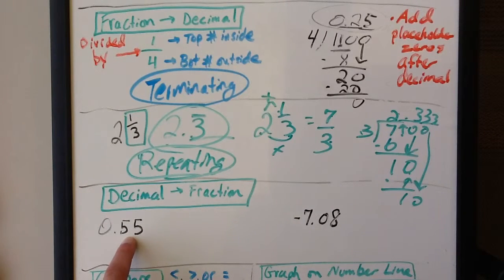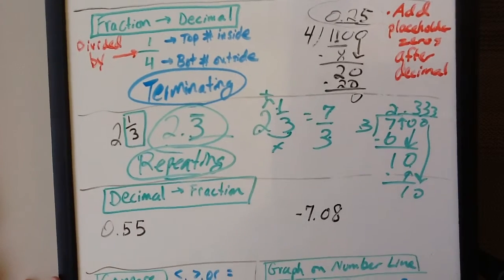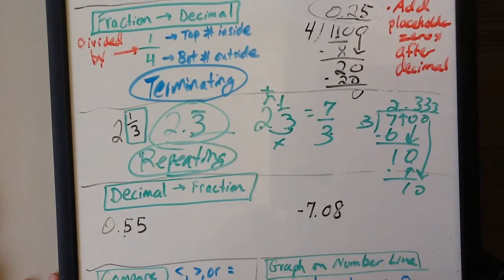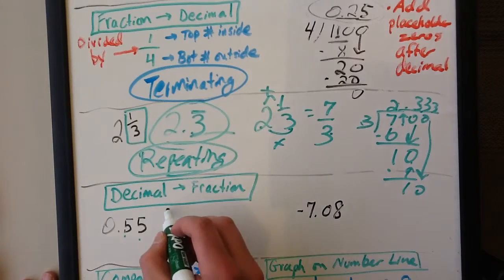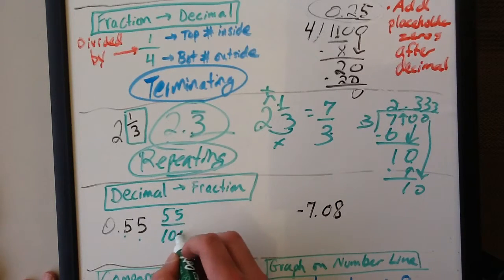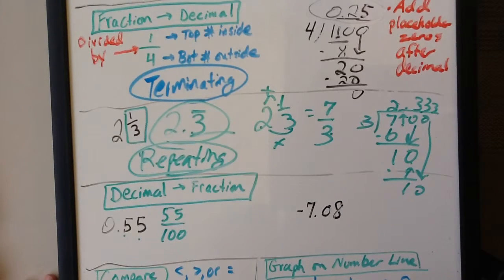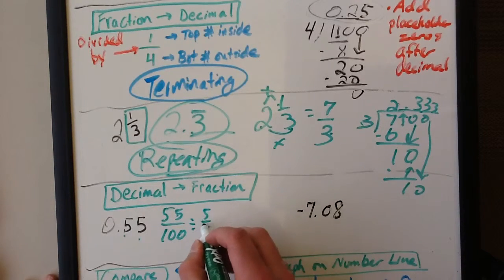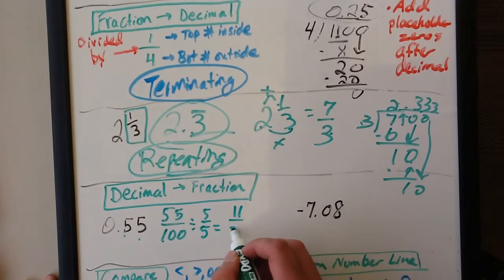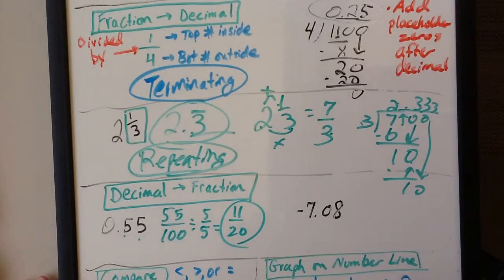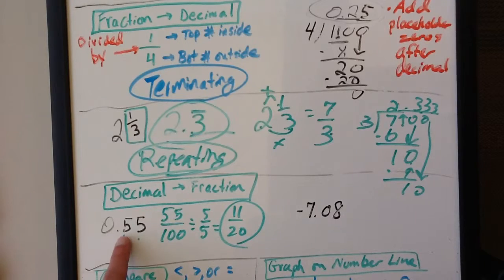In the first example, I have 55 hundredths, and that's how I should read this, because the first 5 is in the tenths place, and that 5 is in the hundredths place. So I have 55 over 100, which is correct, but let's go ahead and simplify this, put it in simplest form. Since this ends in a 5 and that ends in a 0, I know they're both divisible by 5, so let's divide the top and the bottom by 5, and I would get 11 over 20, 11 twentieths, and that is simplest form. So I went from decimal to a fraction in simplest form.